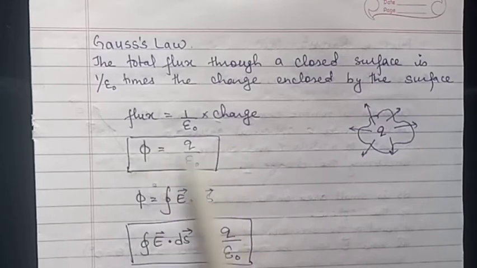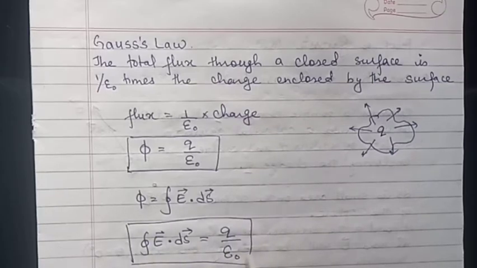So we can modify this Gauss law. We already know flux is closed integration of E dot ds, the dot product of electric field and the area vector. So instead of phi I can write closed integration of E dot ds is equal to Q by epsilon naught. So this is another form of Gauss law.